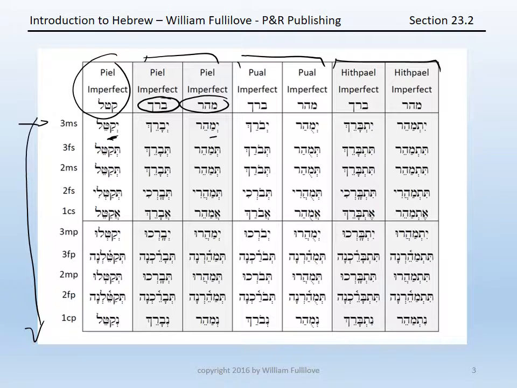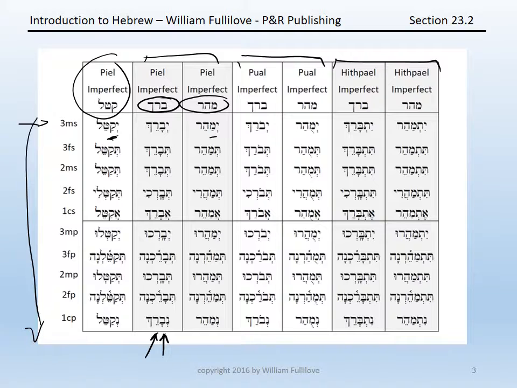So to watch the paradigms, the Piel imperfect of Barak: Yevarek, Tevarek, Tevarek, Tevareki, Avarek, Yevareku, Tevarekna, Tevareku, Tevarekna, Nevarek. In each case, you have had compensatory lengthening of the vowel under the first root letter to compensate for the fact that the second root letter, a resh, won't double.